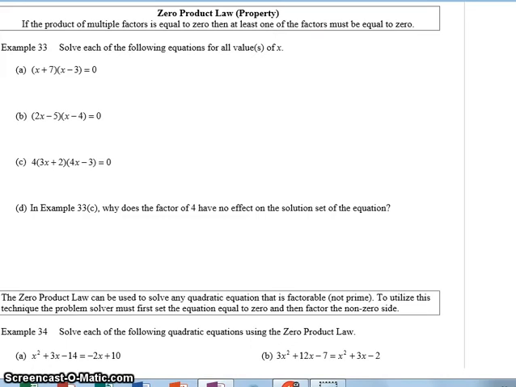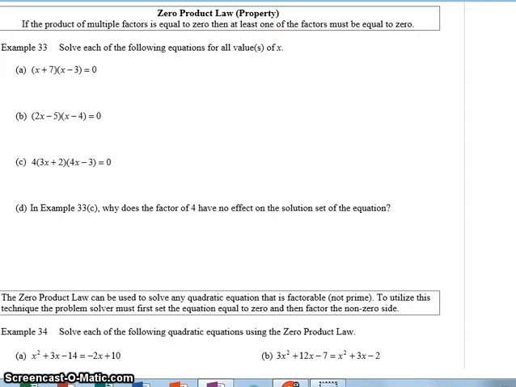This is Unit 3, Day 5. We're going to start with the zero product law property. It says, if the product of multiple factors is equal to 0, then at least one of the factors must be equal to 0. Makes sense because any number times 0 results in 0. Therefore, if it's equal to 0, they're just saying one of them has to be 0.